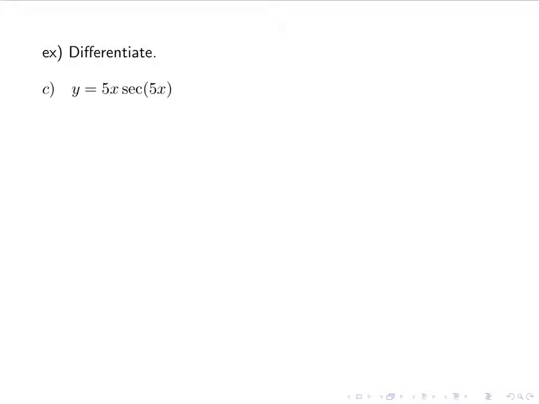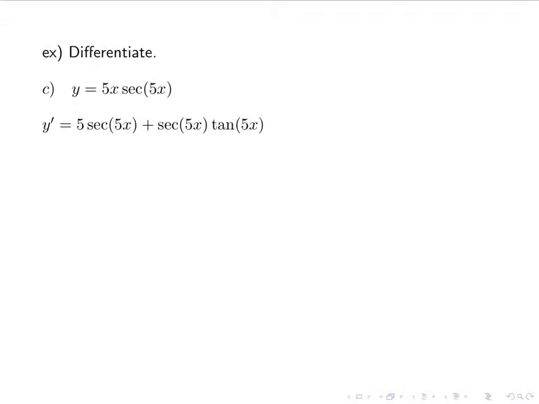Let's try now. Y equals 5x secant 5x. So again, I've got a product rule here. So I'm going to start by differentiating 5x and multiply by secant of 5x. So I get 5 secant 5x.